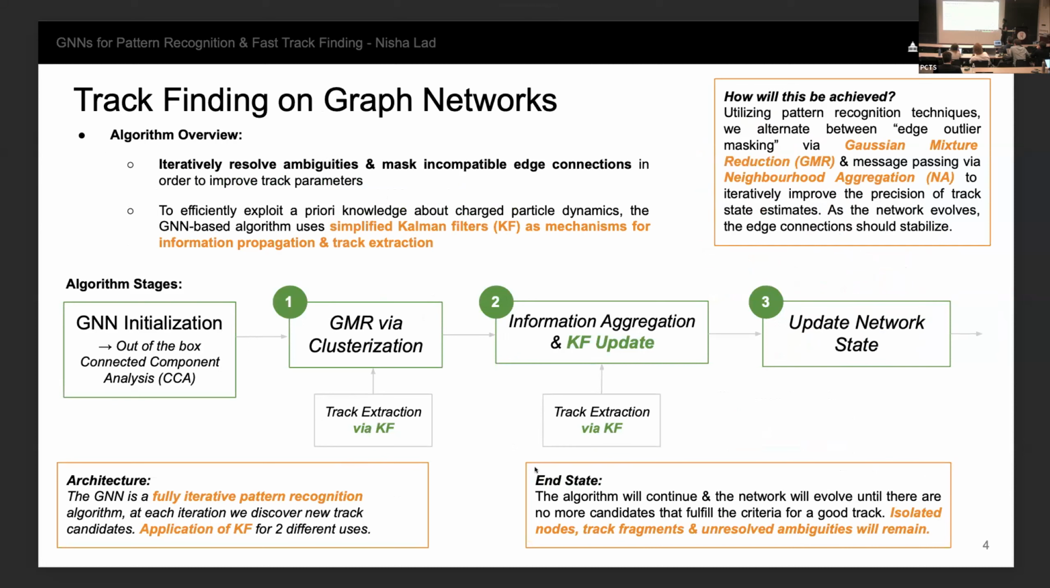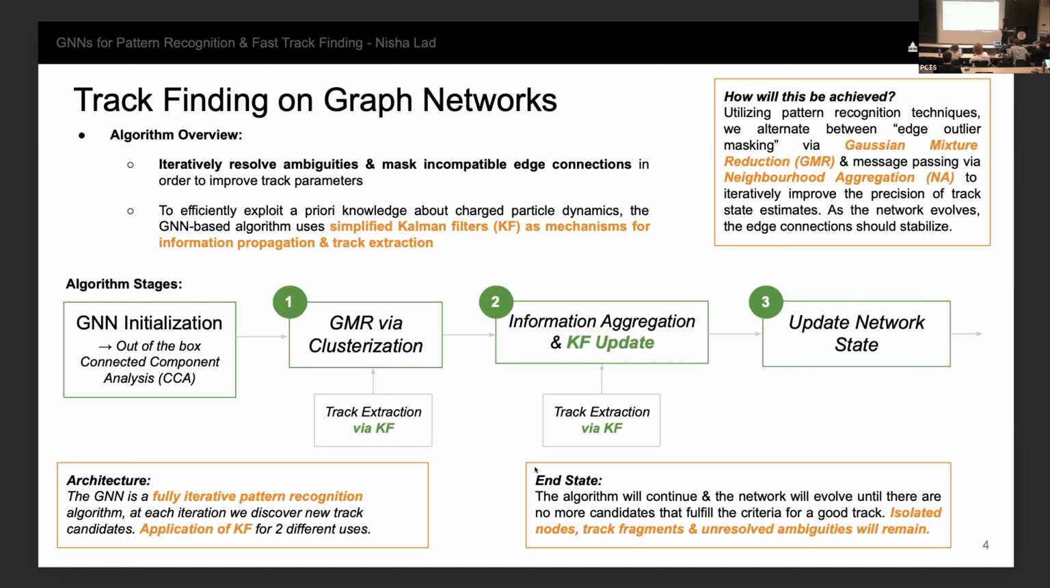So to give you an overview of the algorithm, essentially it is to iteratively resolve ambiguities and mask incompatible edge connections in order to improve track parameters. And this is a really unique approach whereby we use Kalman filters embedded within the GNN for two main purposes, which is for information propagation and track extraction. And it is unlike the more traditional approaches where multi-layer perceptrons are trained.